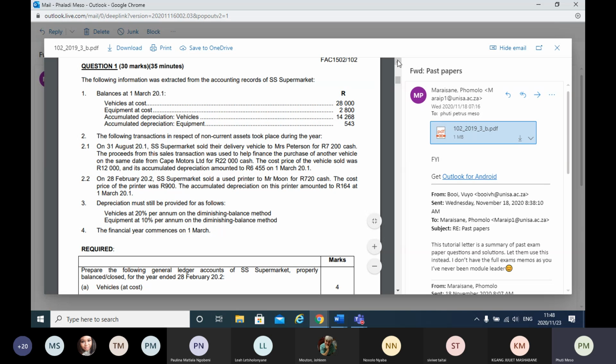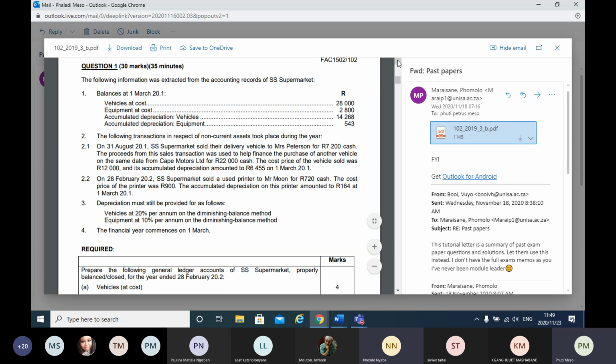Okay, so look at additional information number 2. The following transactions in respect of non-current assets took place during the year. On the 31st of August 2001, Double S Supermarket sold a delivery vehicle to Mrs. Peterson for 7,200 rand cash. The proceeds from this sale were used to help finance the purchase of another vehicle on the same date from Cape Motors Limited for 22,000 rand cash.